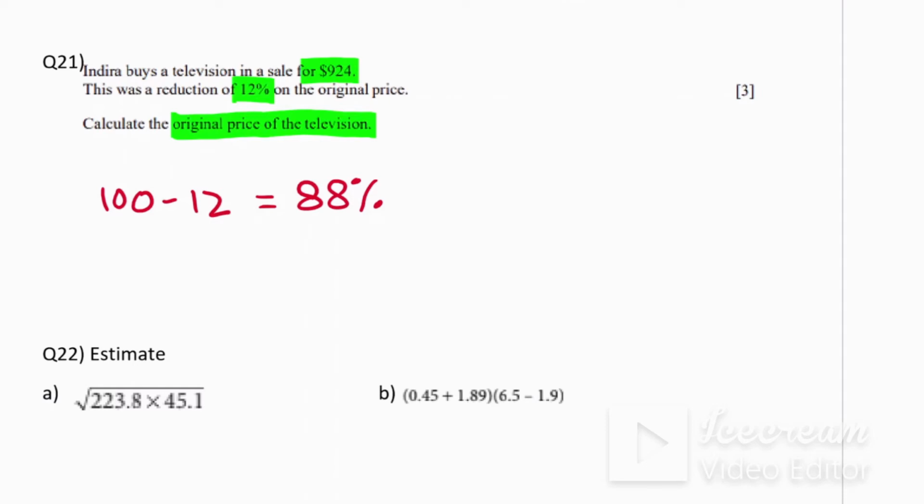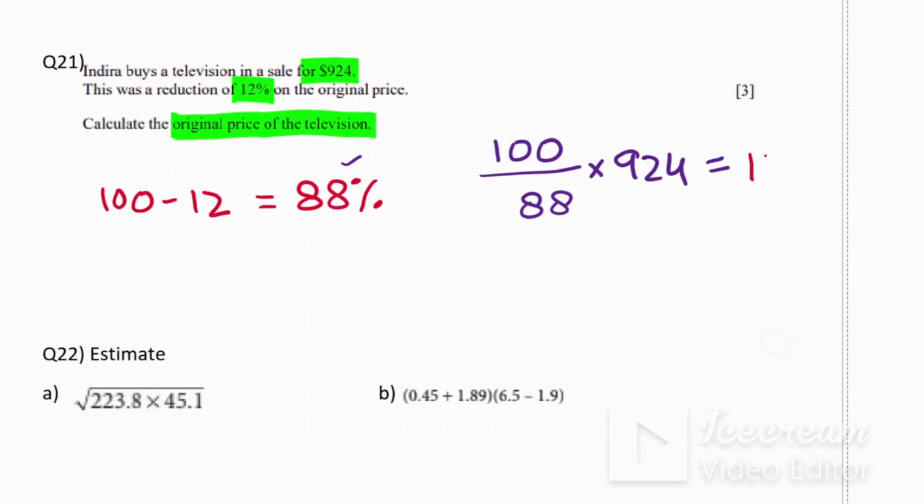Now, if it is 88%, what will be the 100%? You can simply find it with the help of reverse percentage. How do you write the reverse percentage? In reverse percentage, you write 100 above, and the changed percentage, which we got here as 88, at the denominator, multiplied by 924. Put this value in your calculator and you will find the answer, 1050. So that was the original price of this television.